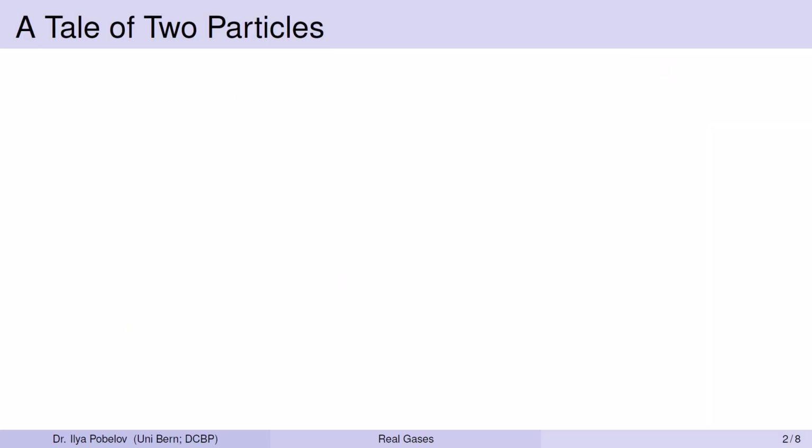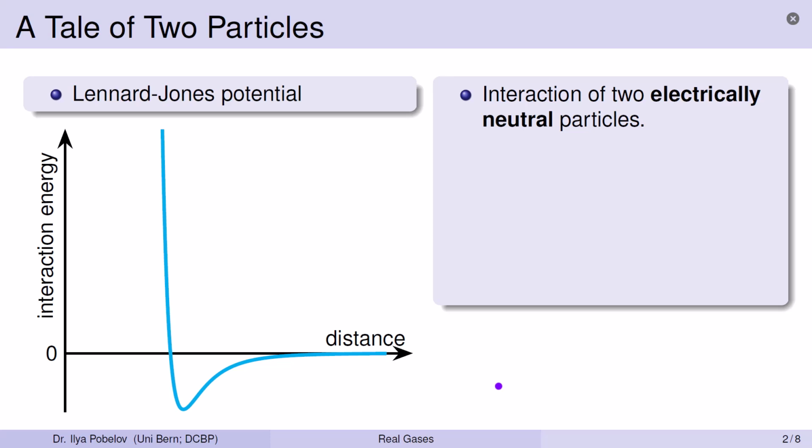To understand the nuances of real gases and how they differ from the ideal gas model, we need to dive into interactions between particles. But how do we approach this? At the most fundamental level, we can examine the energy of interaction between just two particles. This figure plots the energy of interaction between two electrically neutral particles as a function of the interparticle distance.